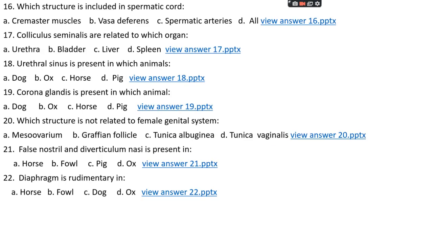Question number 16. Which structures are included in the spermatic cord? Option A, cremaster muscles. Option B, vas deferens. Option C, spermatic arteries. Option D, all. The right answer is option D, that is all.